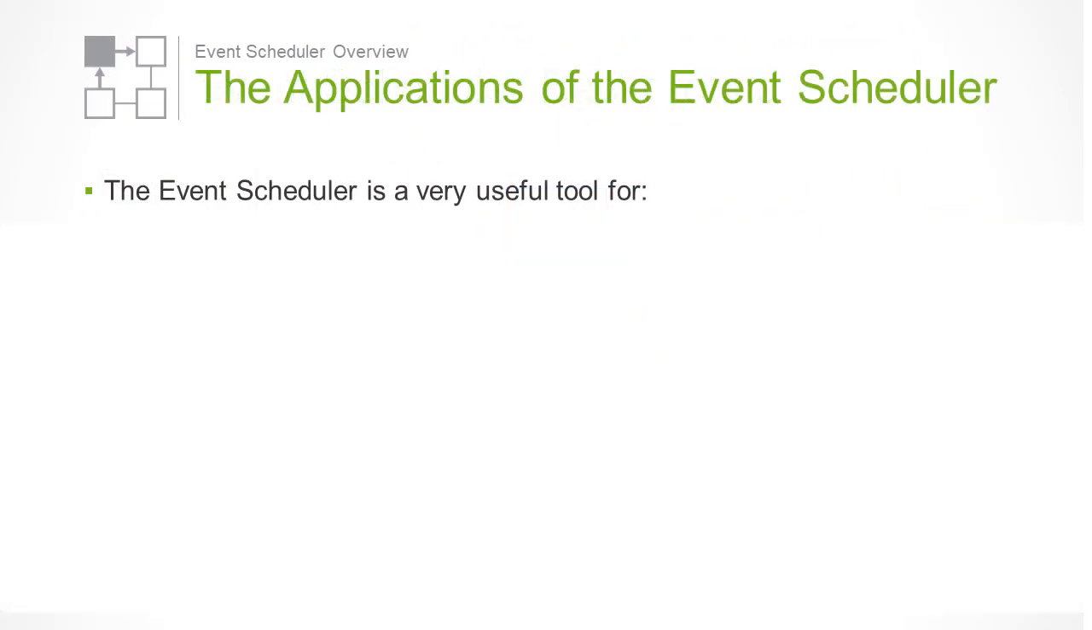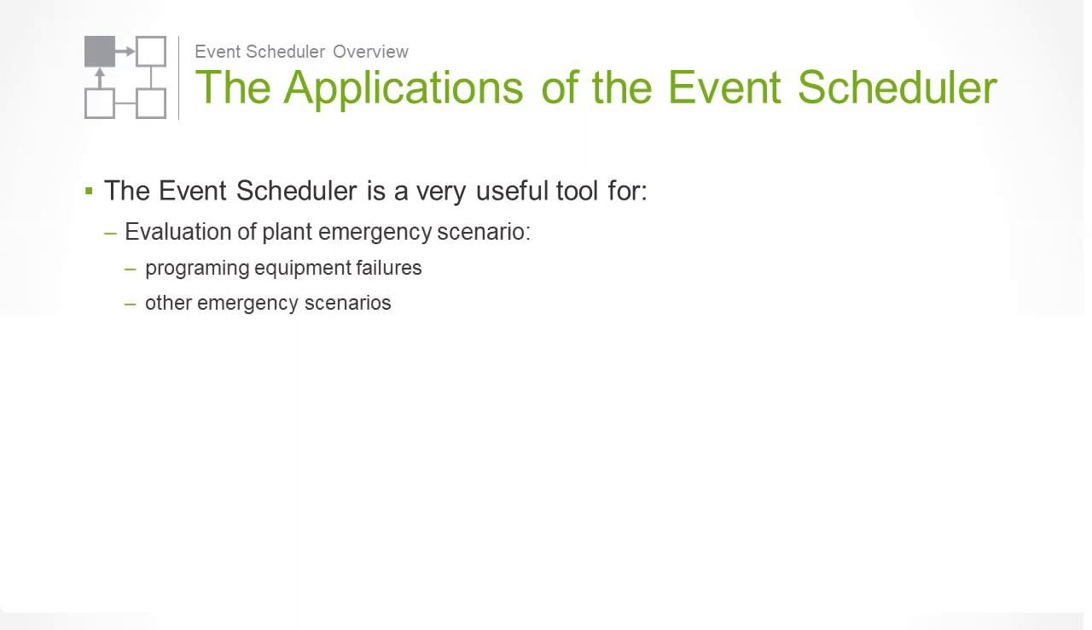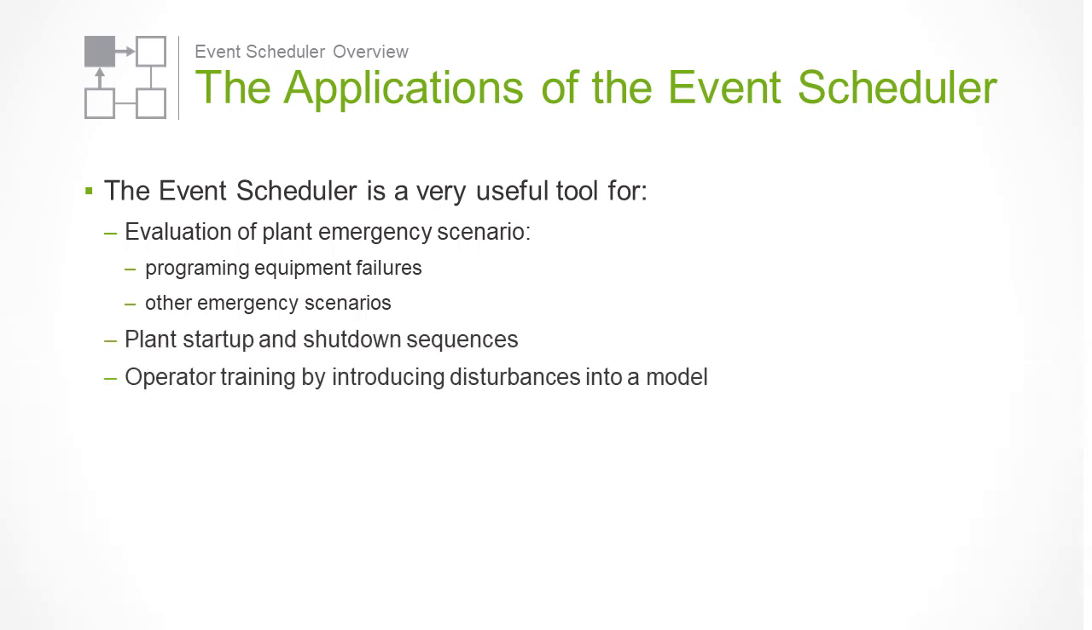The event scheduler is a very useful tool for the simulation of plant emergency scenario evaluation, programming equipment failures and other emergency scenarios, plant startup and shutdown sequences, and introducing disturbances into a model to train operators. It is an ideal way to implement a flowchart representation of sequential logic control systems, which are typically implemented in programmable logic controllers in the actual plant.